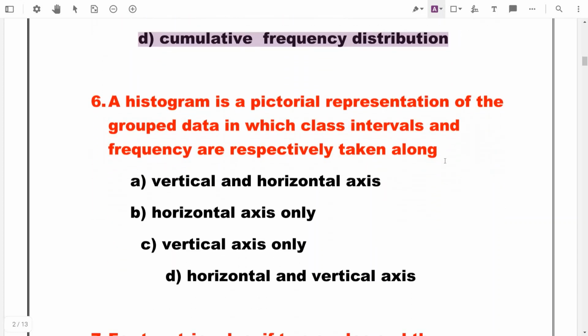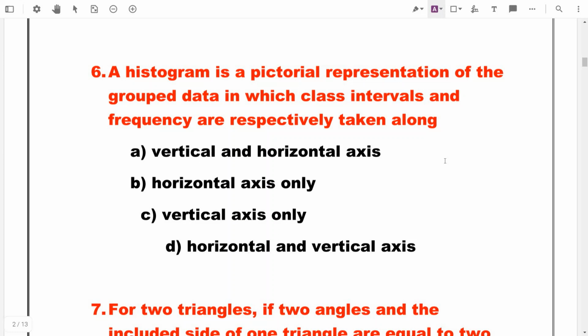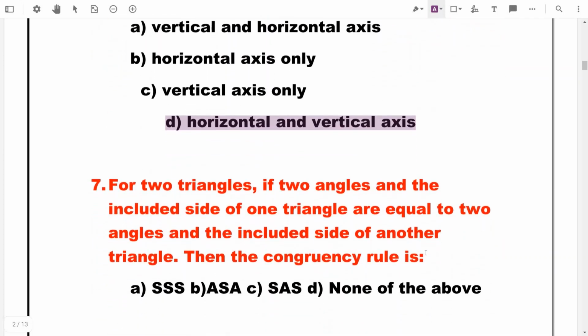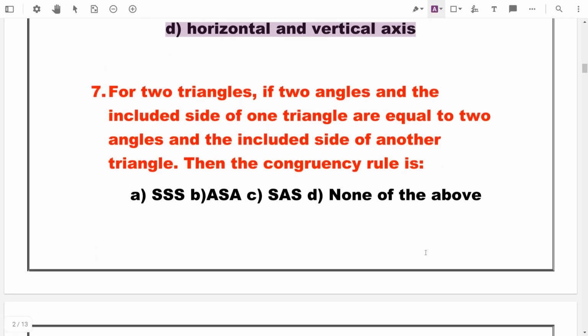Sixth question. A histogram is a pictorial representation of the grouped data in which class intervals and frequency are respectively taken along vertical and horizontal axis only, vertical axis only, horizontal and vertical axis. Answer horizontal and vertical axis. Seventh question. For two triangles, if two angles and the included side of one triangle are equal to two angles and the included side of another triangle, then the congruency rule is SSS, ASA, SAS, none of the above. Answer ASA.